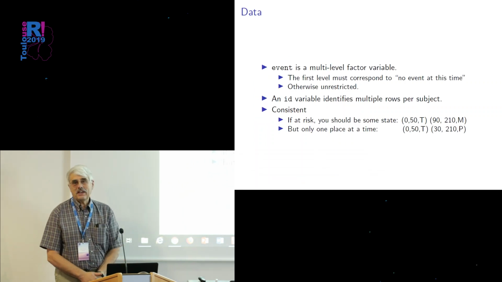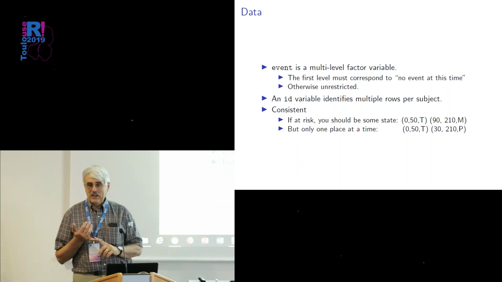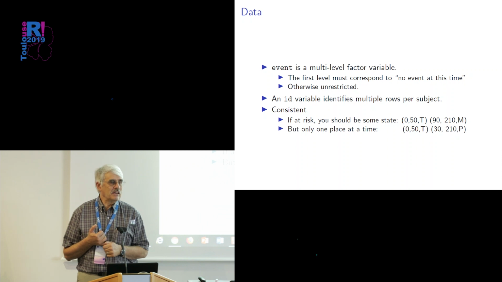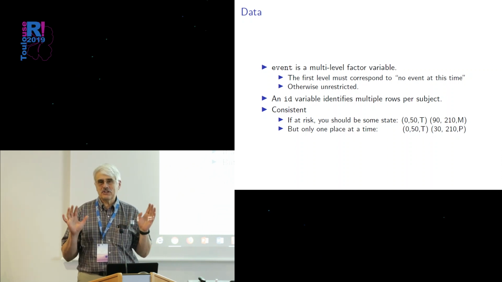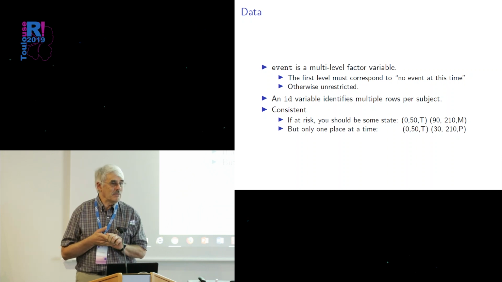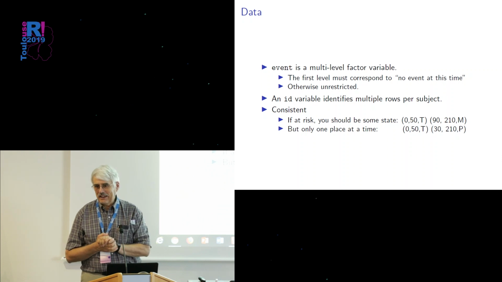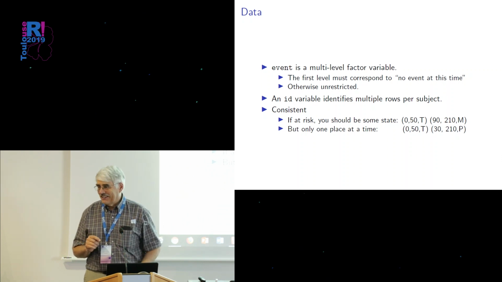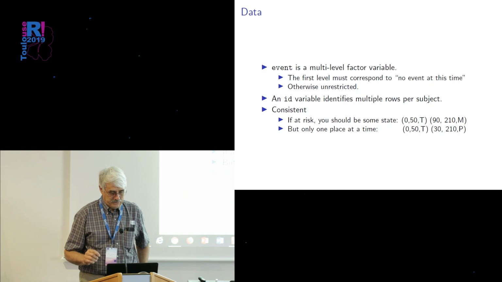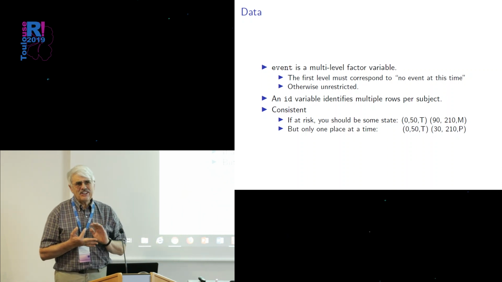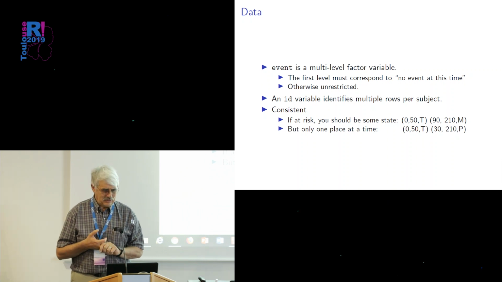So this is the key. Your event is simply a multi-level class variable instead of being a 0-1. That's the key thing. The first level has to correspond to nothing happened at this time, but otherwise it can be anything you want. You can have any labels you like, any order you like, just as long as that first level is nothing happened here. You need an ID variable for multiple events per subject, and you'd like your data set to be consistent. What do I mean by consistent?